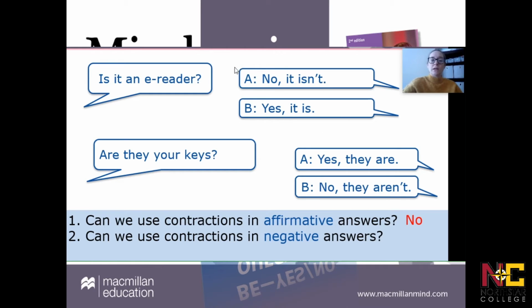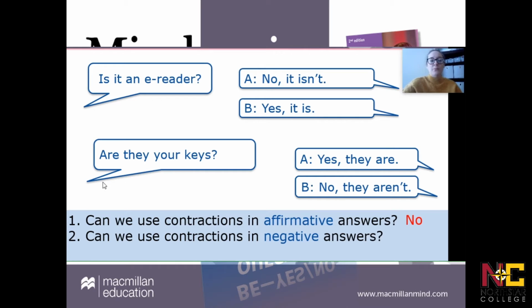So let's look at this one here. Is it an e-reader? Letter B is affirmative because it has the word yes. So that's an affirmative answer. So you have to say, yes, it is. You cannot say, yes, it's. That doesn't work. You must say, yes, it is. You cannot turn it is into the contraction it's. It won't make sense in English.